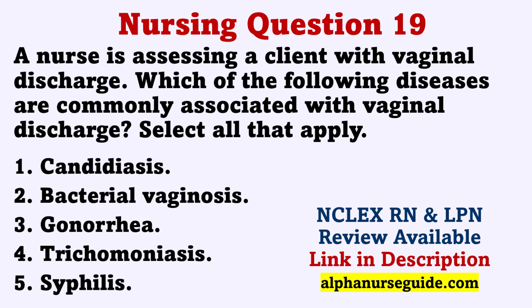The correct answers are 1. Candidiasis, 2. Bacterial vaginosis, and 4. Trichomoniasis. Candidiasis causes a white discharge that results in redness and itching. Bacterial vaginosis causes a thick, white, adherent discharge. Trichomoniasis causes a diffuse yellow-green discharge and is a sexually transmitted infection. Gonorrhea and syphilis usually do not change vaginal discharge.